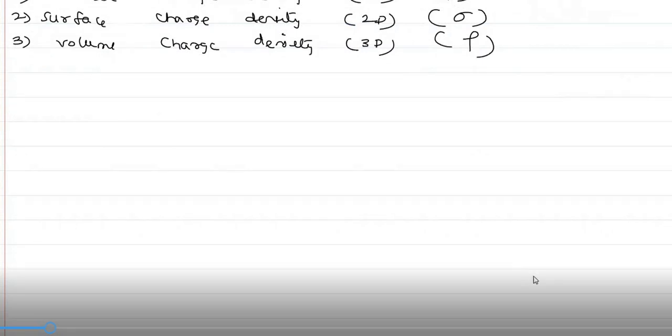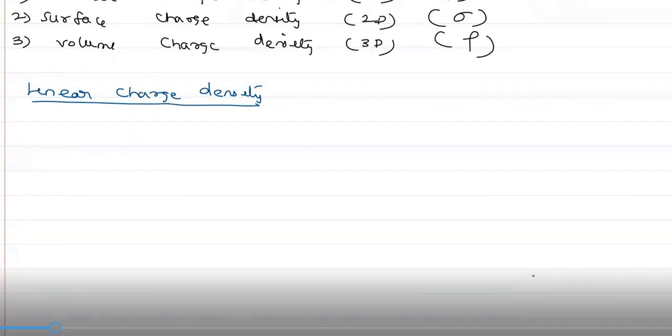What is linear charge density? One by one we will see. Density, as you have learned so far, is mass by volume. It is nothing but per unit length, per unit area, or per unit volume: how much amount of charge is distributed over a small element. Linear charge density is also called line charge density.